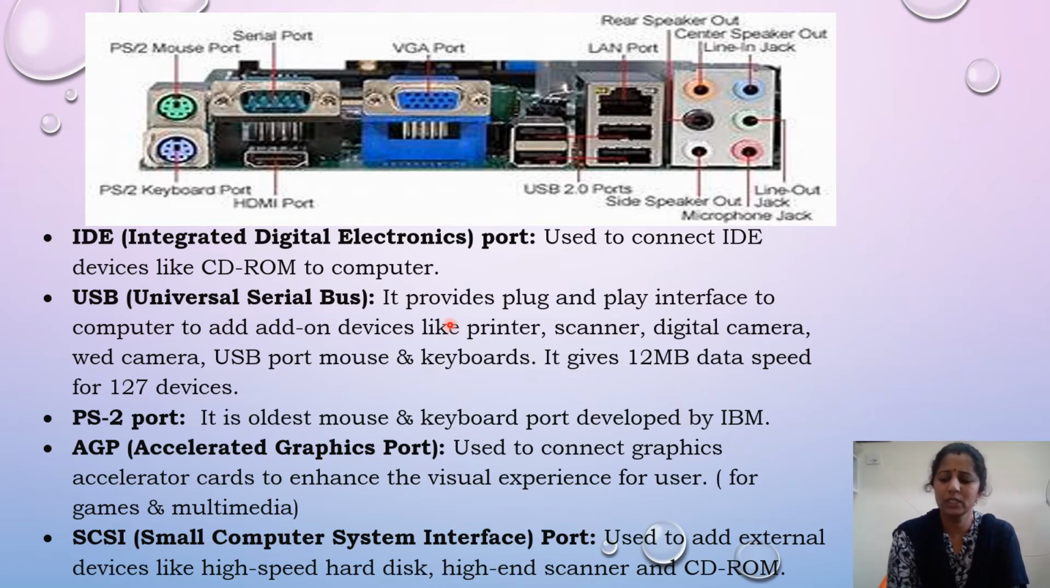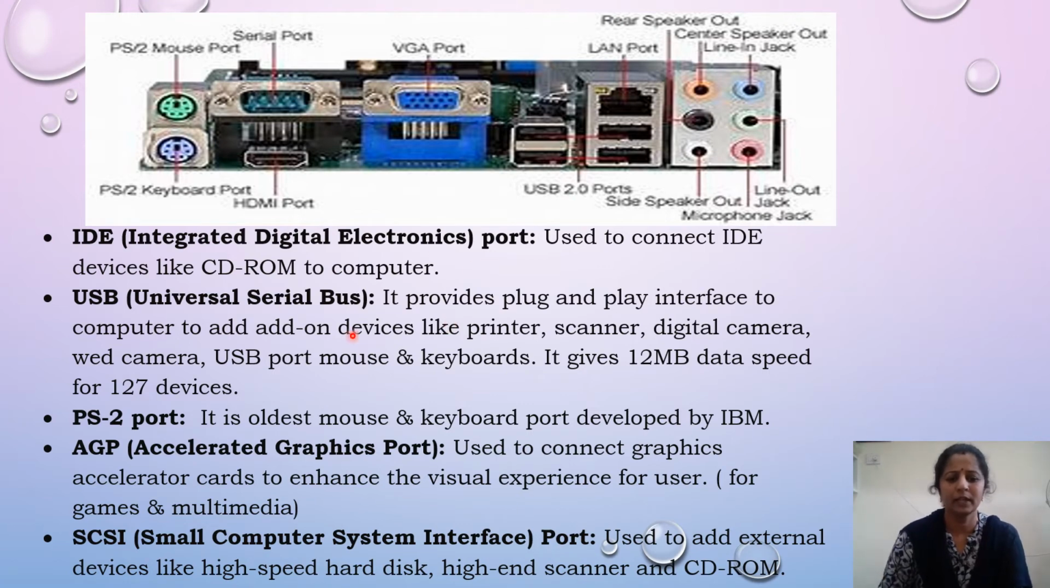There are 127 different kinds of USB devices available. USB devices are also used to store data. That is your pen drives and your flash drives. Okay, that is one of the 1 mark questions. What is USB? It provides a plug and play interface to your computer to add on devices.